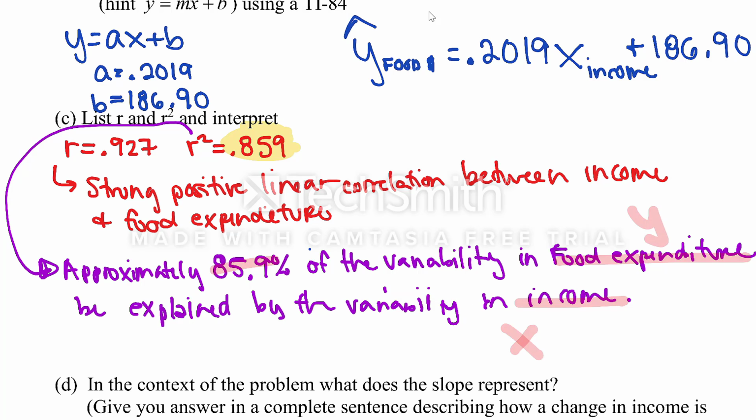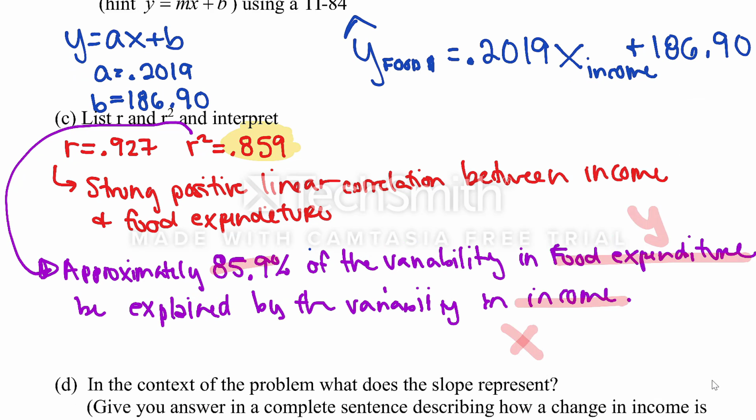Okay, so maybe that other 14% is something else. How much you like to go out to eat, what type of food taste you have. But they claim that about 86% of it is directly related to how much money you have coming in. Is that exact? No. But that's what this model shows us. Approximately 85.9% of the variability in food expenditures can be explained by the variability in income.